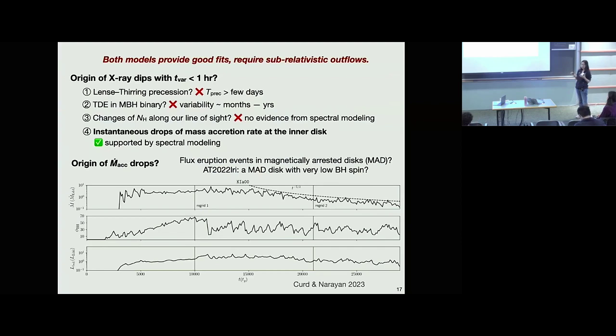For example, in a magnetically arrested accretion disk, you can have regions with strong B fields creating underdensities in the disk material that erupts outwards. In the simulation by Curd and Narayan in 2023, they performed TDE super-Eddington MAD simulations, seeing that flux eruption events can cause variability on the timescale of 1,000 tg. So tg is just GM over c cubed. For a 2 times 10 to the 5 solar mass black hole, this is 1 second. So this can easily explain our observed variability timescale of less than 1 hour.